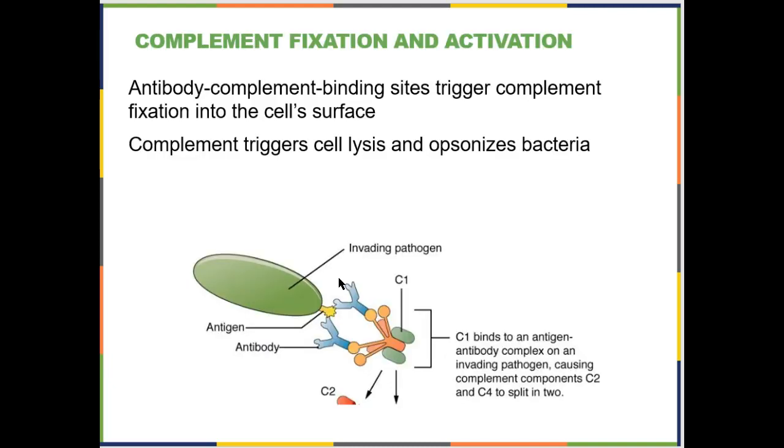Then we have complement fixation and activation, which we've heard of already, right? So antibodies can stick to antigens on the surface of the bacteria. Complement comes along, sticks to the antibody. That sets off that big chain reaction, and then the complement is going to opsonize the bacteria, cause inflammation, and poke great big holes in the bacterial wall, ultimately killing it.